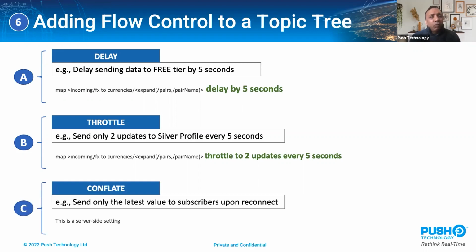Finally, conflate. This is a server level setting. When a client accidentally disconnects and reconnects, you can set up a global policy so that you start sending from the current data. You can also change that with parameters to have a different way of sending data. You can start from where you left off. So conflation parameters are also available for flow control, and there are more features available. These are some of the key features from a flow control standpoint.